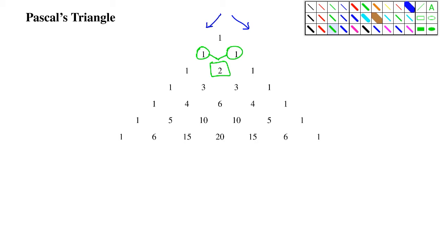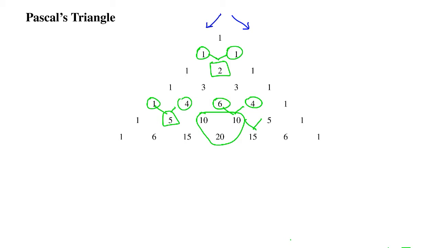So here 1 and 1 is 2, 1 and 4 is 5, 6 and 4 is 10, 10 and 10 is 20, etc. So that's the pattern that repeats. You add two numbers from above that are consecutive, and they form the new numbers below them.